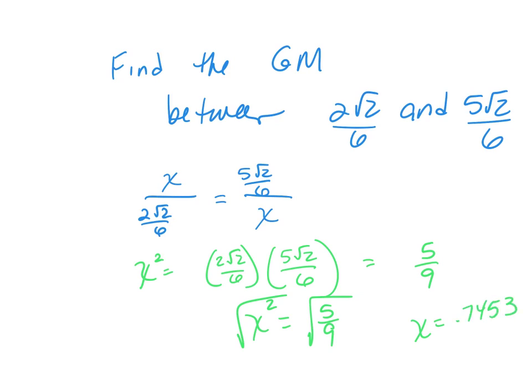0.7453, but I want it rounded to 2 places, so that would be 0.75. You look at the third number. If it's 5 and above, you change the next guy to the next number up. So it's 0.75.